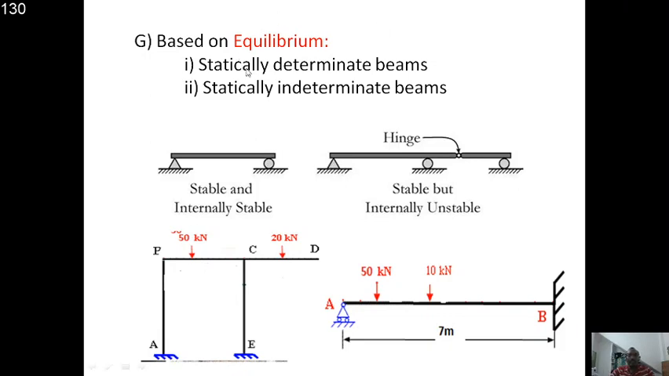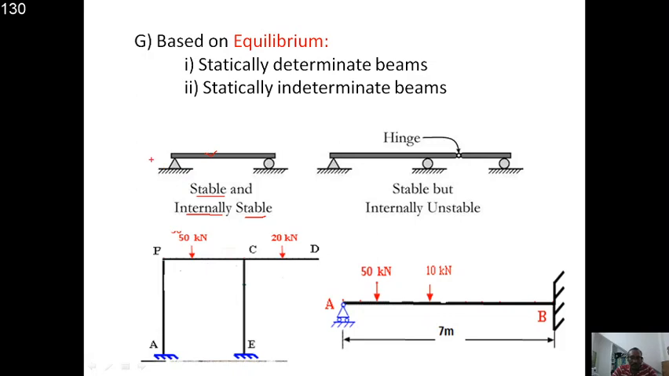So according to that, we have statically determinate beams. That means we can determine the reaction components. You see that the figure is stable, this beam is stable, this beam is stable, but it is internally stable. We are saying that it is internally stable. How is it internally stable?